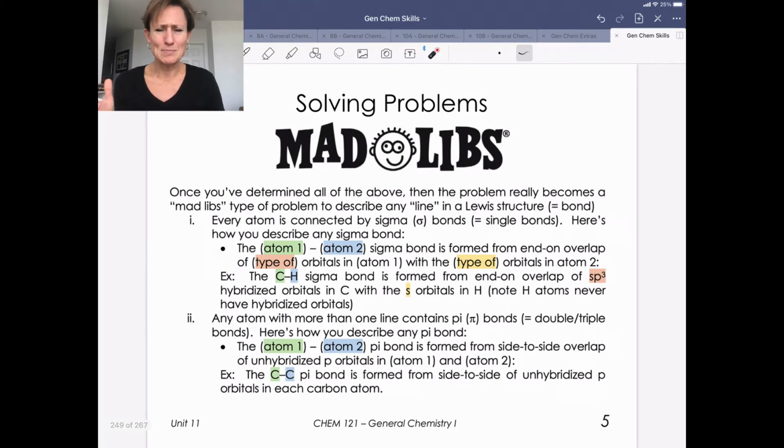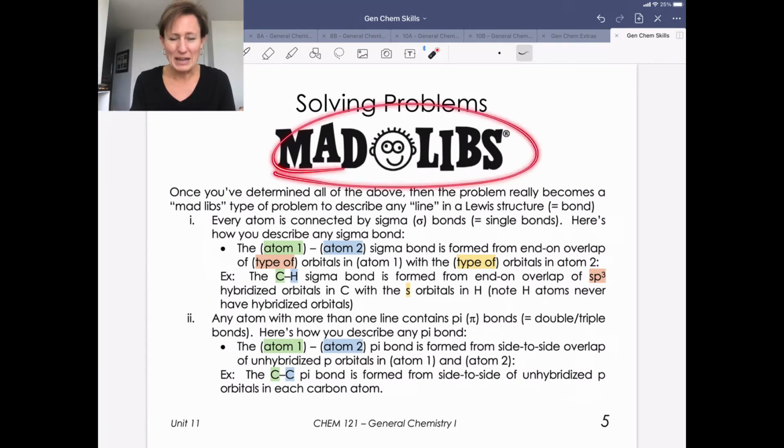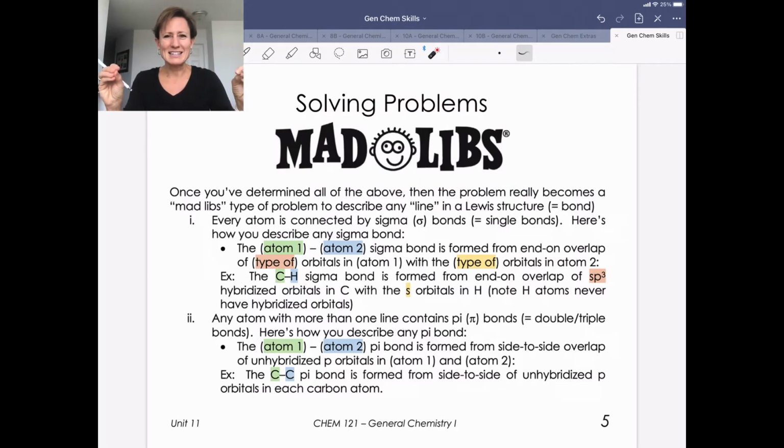So what do I mean by this Mad Libs thing? I don't know if you ever did Mad Libs when you were a kid. That's where you had a sentence where you had to fill in certain pieces. You had to fill in a verb or an adjective or something like that.